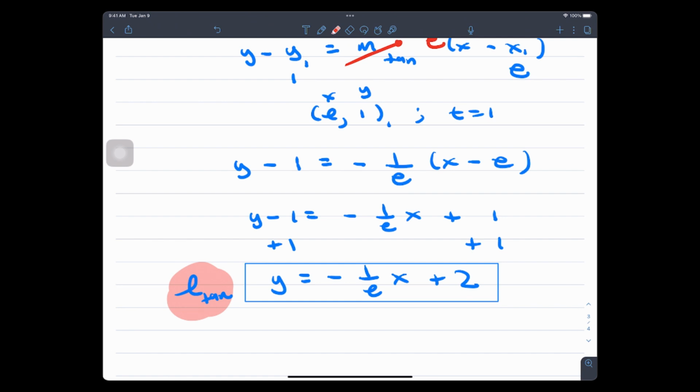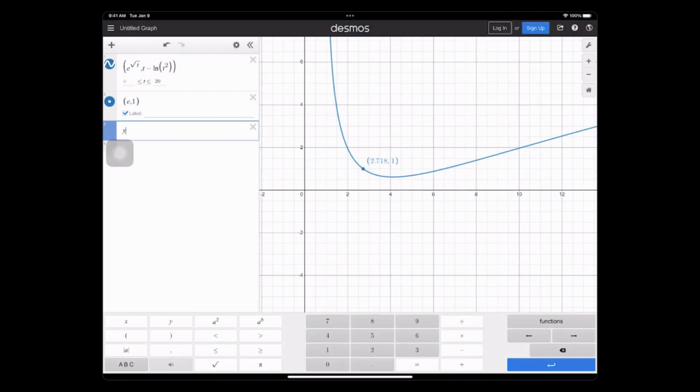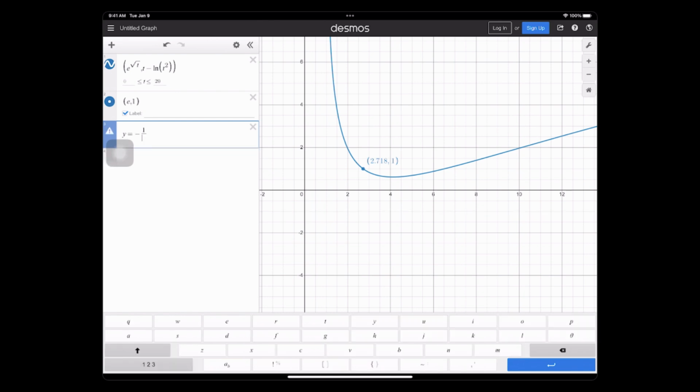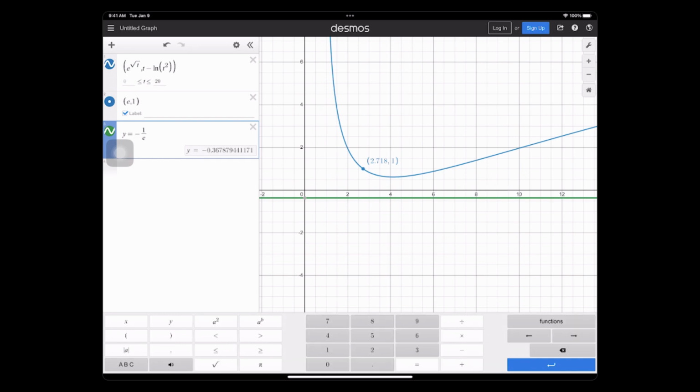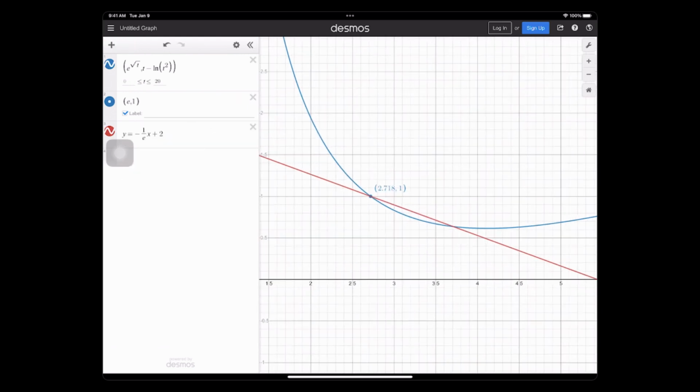So you might say, oh, is that true? Let's go to Desmos. Let me double check. Maybe I made a mistake. You guys remember how this all worked? y equals negative 1 over e x. Was that minus 2 or plus 2? Plus 2. And then you guys remember, I'm going to put that color red. I like that standing out.